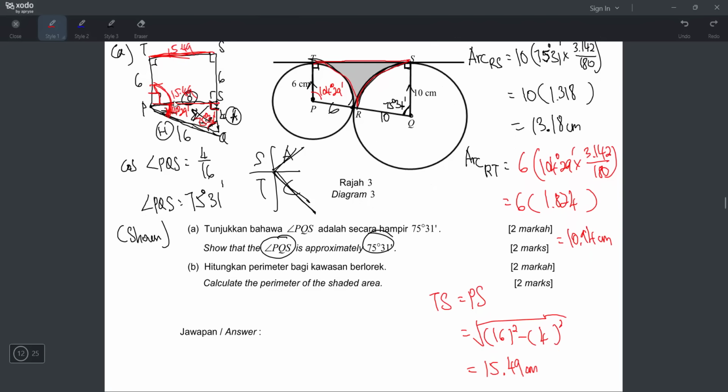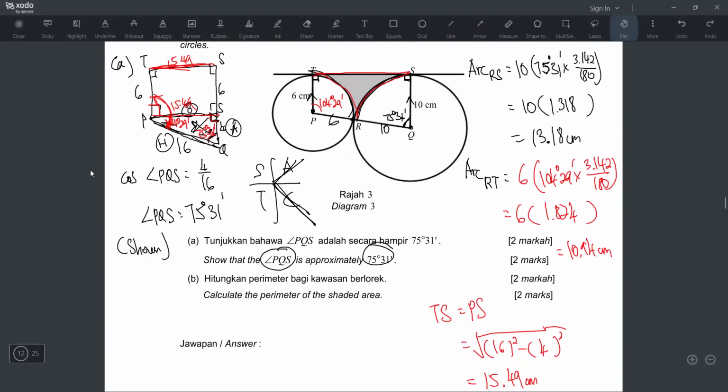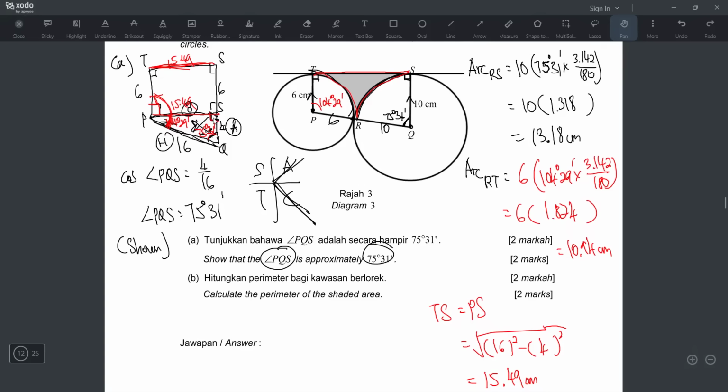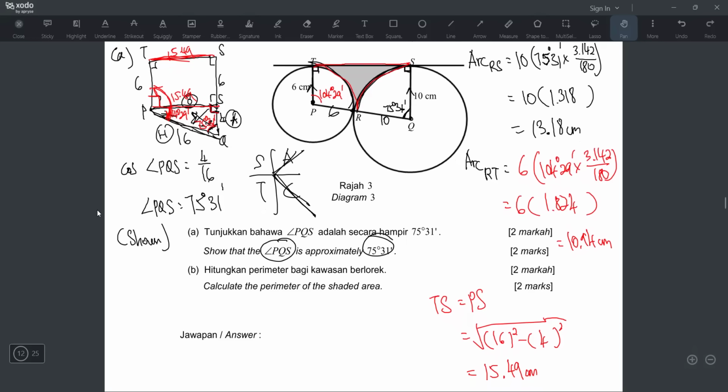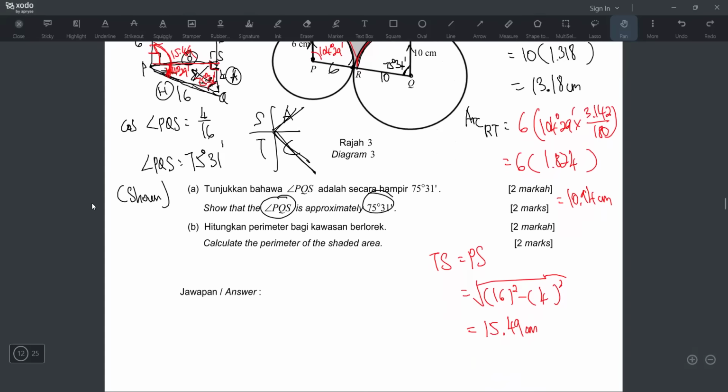Actually, you can also use sin cos tan to find the PS. For example, if you use this angle, you can use sine also. Sine 75 degree 31 equals opposite over 16, and then you will get the same answer also. But usually when you have the other two sides and you're trying to find the remaining side, the easy way is just to do Pythagoras theorem.